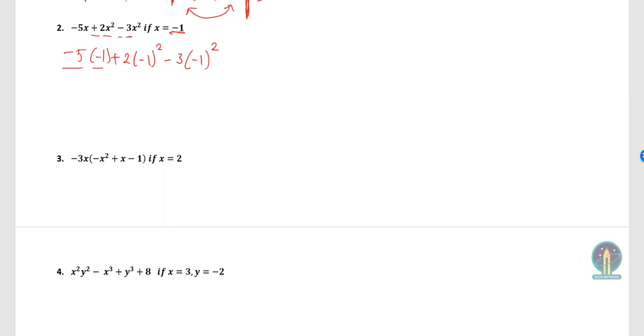So minus 5 times minus 1 is plus 5. Plus negative 1 squared is the same as negative 1 times negative 1, which gives me positive 1. So this is the same as saying 2 times plus 1, which is just plus 2, right? Here we have minus 3 times negative 1 squared. So again, negative 1 squared is the same as plus 1. So it's minus 3 times plus 1, which is just minus 3. Right? And what does this give me? 5 plus 2 is 7. 7 minus 3 gives me 4.